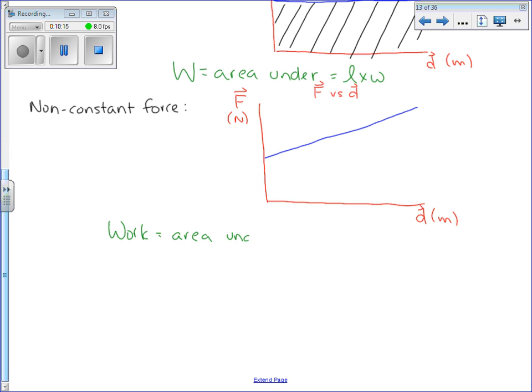If you know the formula for the area of a trapezoid, you can use that, or we can split this into two. We've got two shapes here, really. We've got a triangle, which I can call A1, and a rectangle, which I'll call A2. So work is equal to the area under, which is going to be equal to the area of section 1 plus the area of section 2. So in this case, base times height over 2 plus length times width. Or whatever it is that you have and however you organize that.